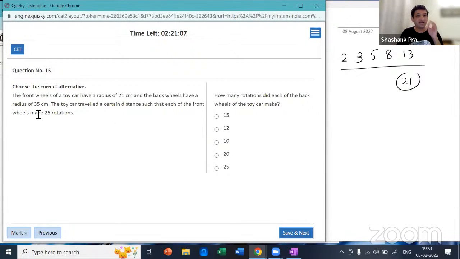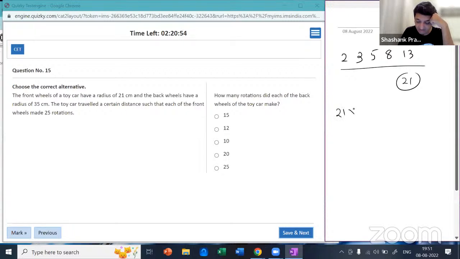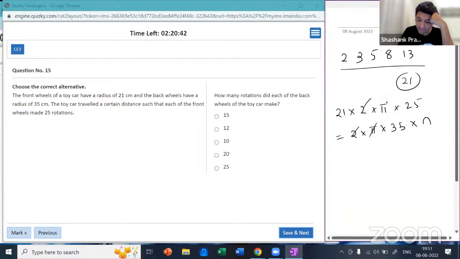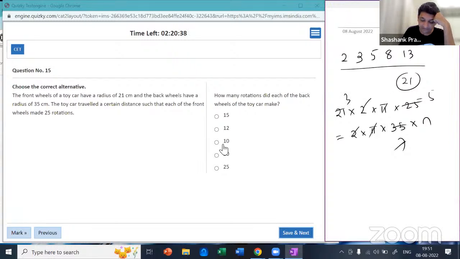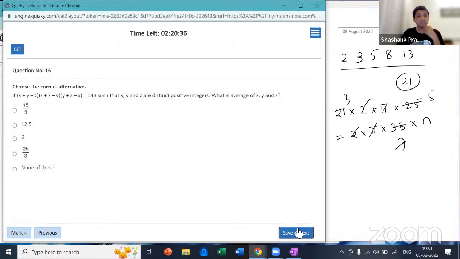The front wheels of a toy car have a radius of 21, back wheels have a radius of 35. Front wheel made 25 rotations. Okay, so the distance covered by the front wheel and the back wheel will be the same. Front wheel radius 21. So 21 into 2 pi r will be the distance in one rotation. 25 rotations will be equal to 2 into pi into radius of the back wheel 35 into n rotations. So 2 pi will get cancelled out. 5 7s are 35, 3 5s are 15 should be my answer. Yeah, so that should be the answer.